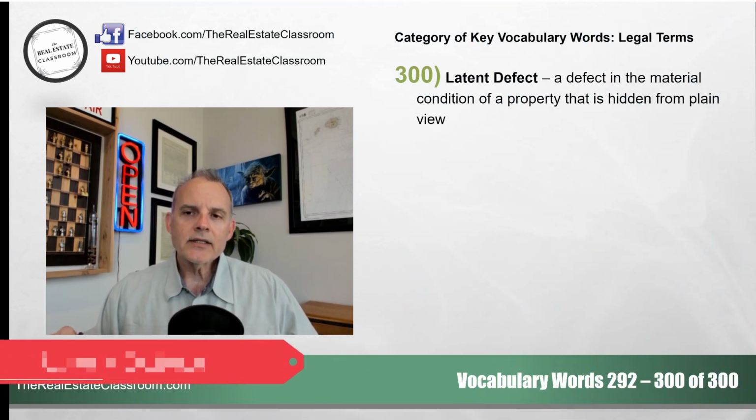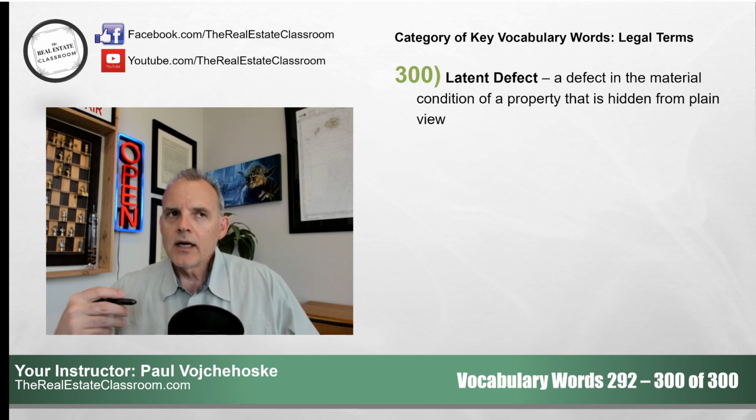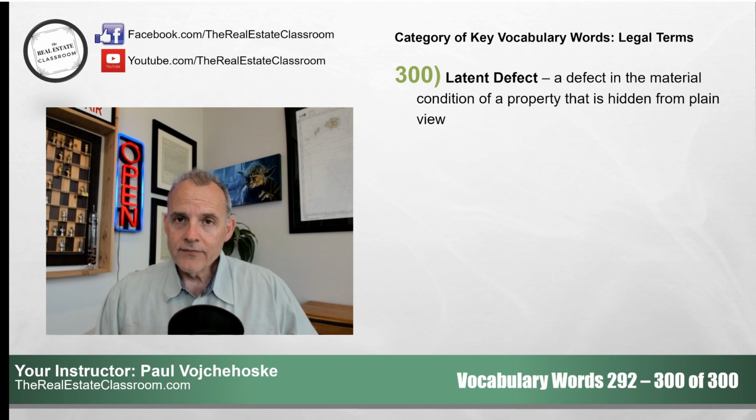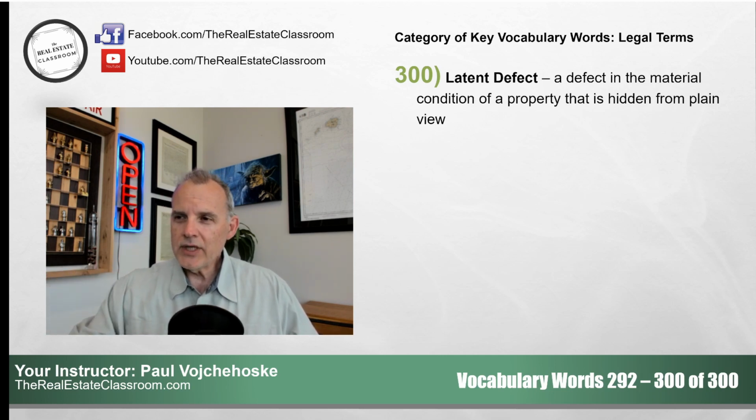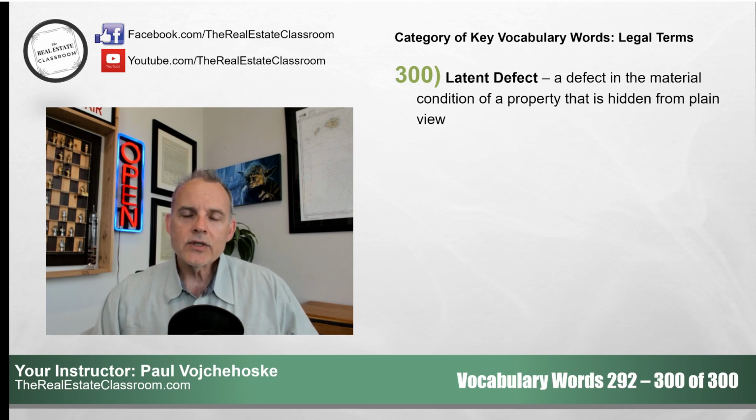A latent defect is a defect in the material condition of a piece of property that is hidden from view. So let's say that there was termite damage, but the drywall is covering up the joists that have the termite damage. You can't readily or in plain view see the damage. That's considered what's called a latent defect.